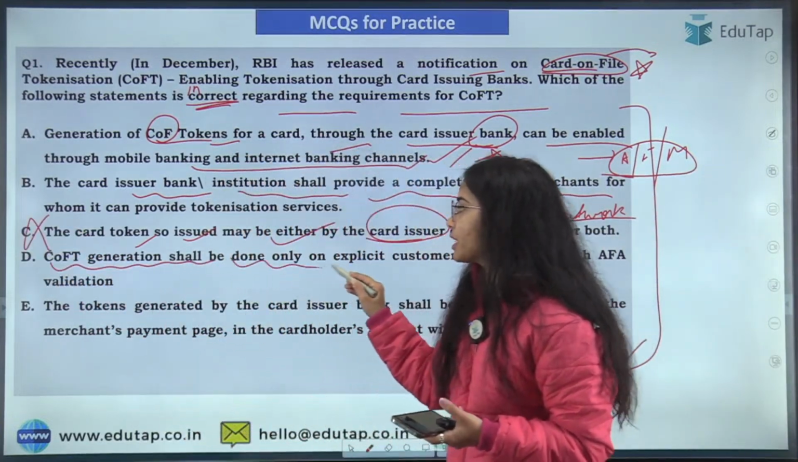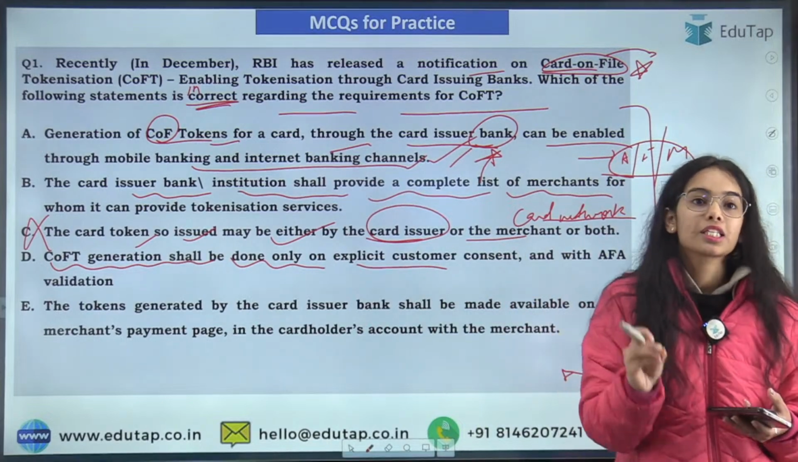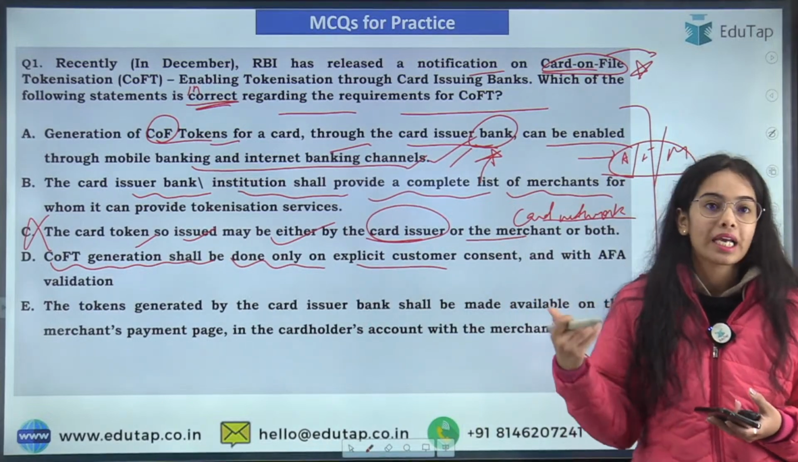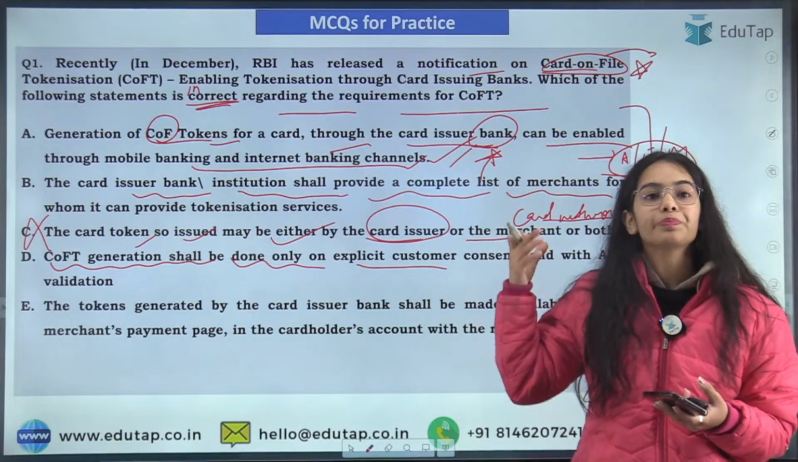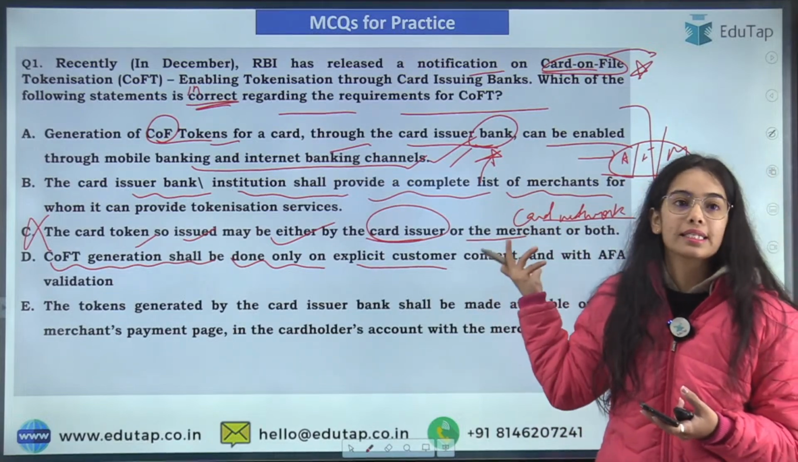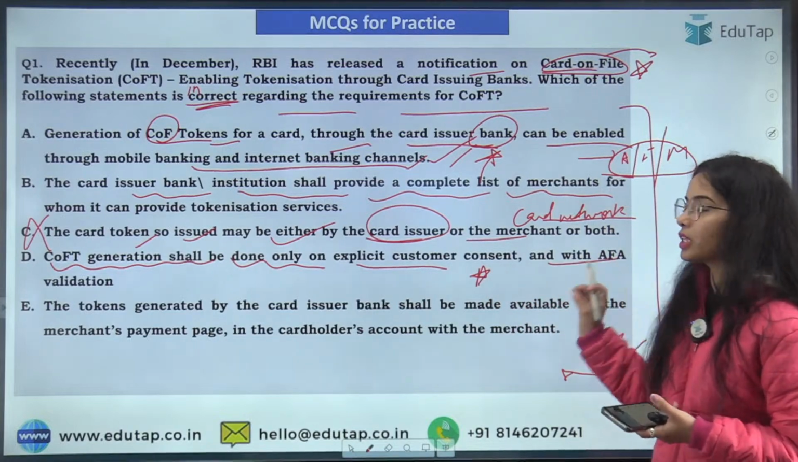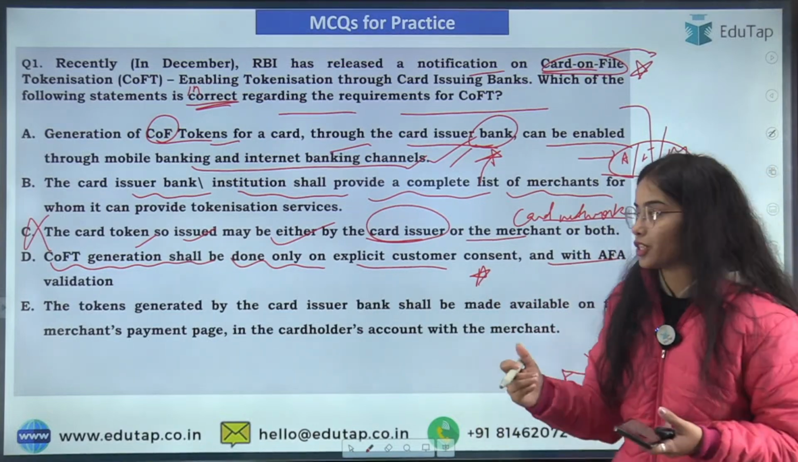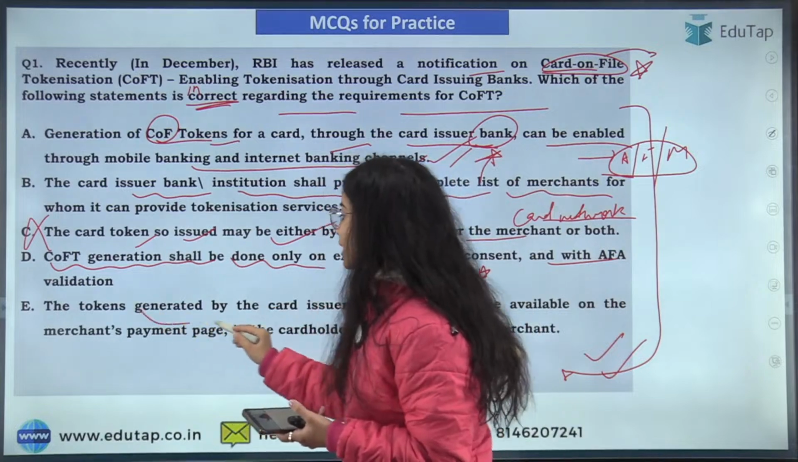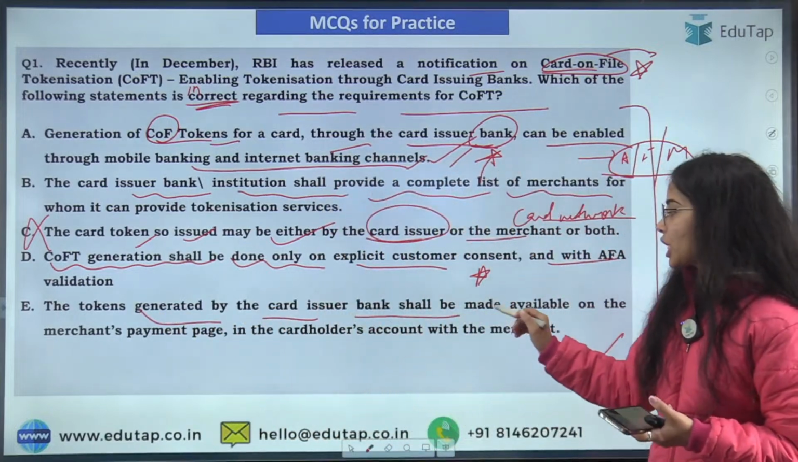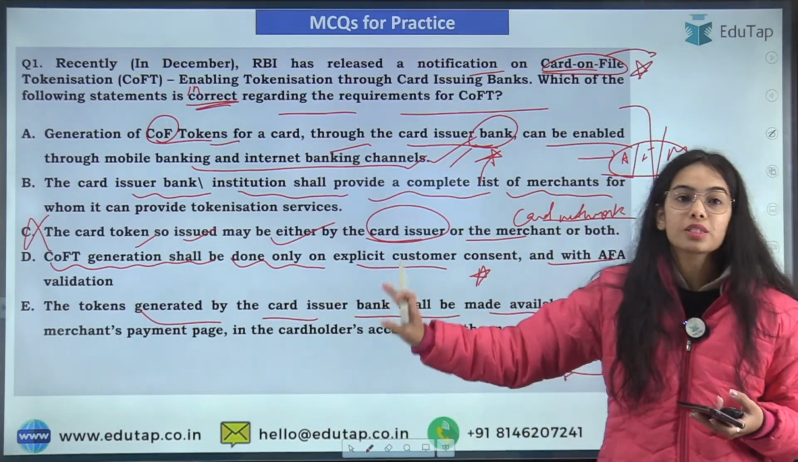COFT generation shall be done only on explicit customer consent. Only then can the bank, issuer or network tokenize the card details, with additional factor authentication. The tokens generated by the card issuer bank shall be made available on the merchant's payment page.